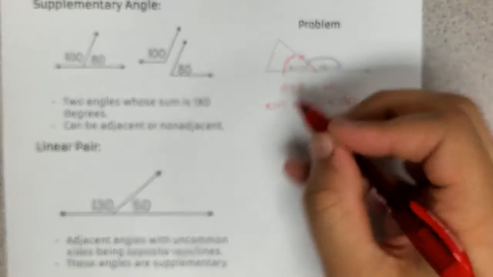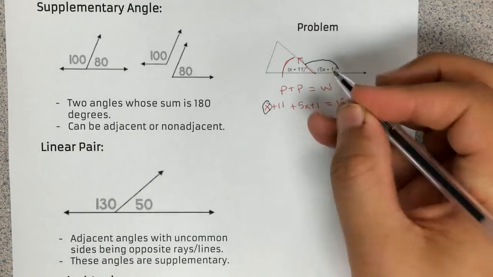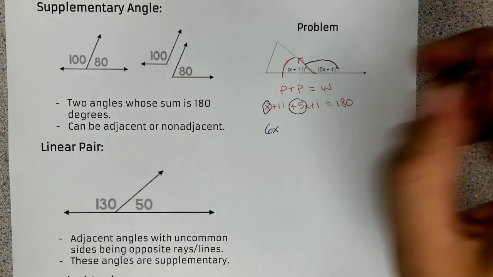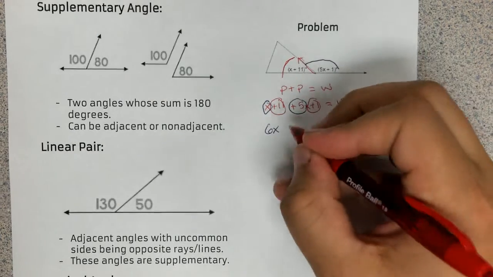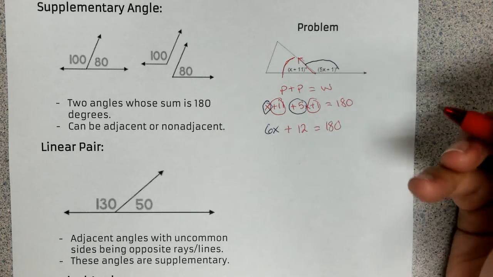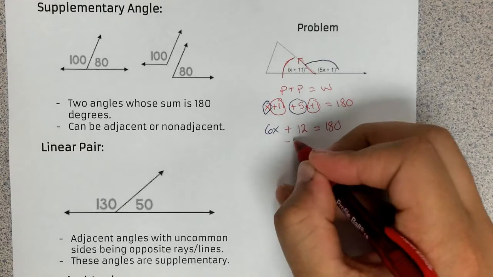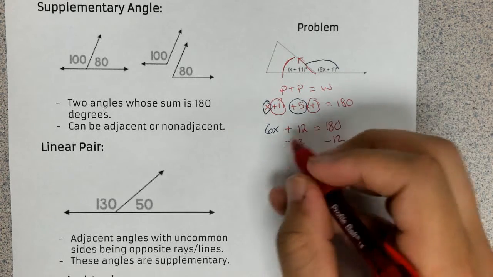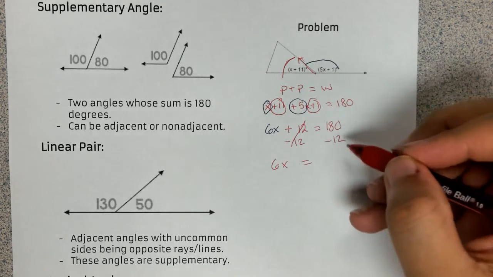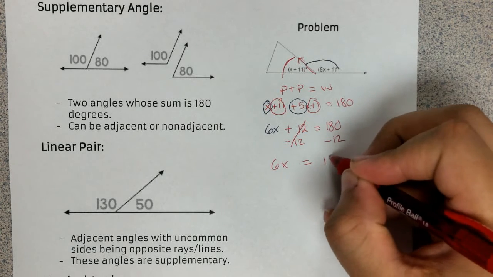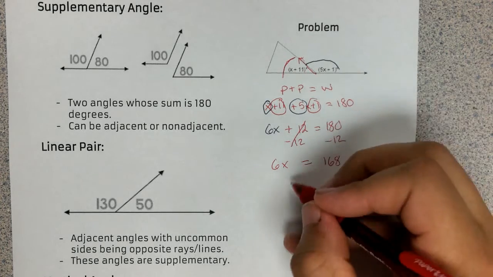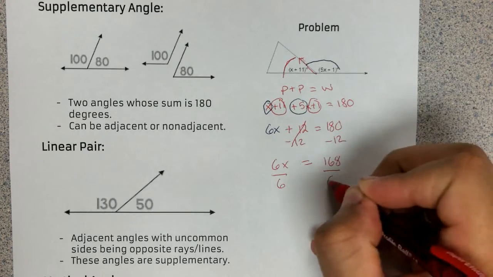I can then combine like terms, so I have x and positive 5x, which results in 6x, and then I have positive 11 and positive 1, which results in positive 12, which equals 180. Now it's just an algebra problem, so I subtract 12 from both sides, and I'm left with 6x equals 168. Then I can divide both sides by 6.